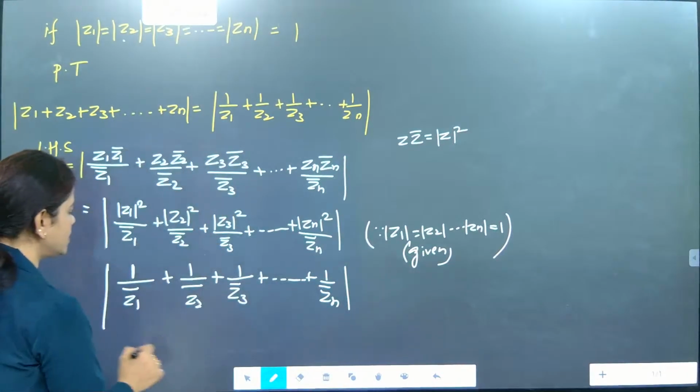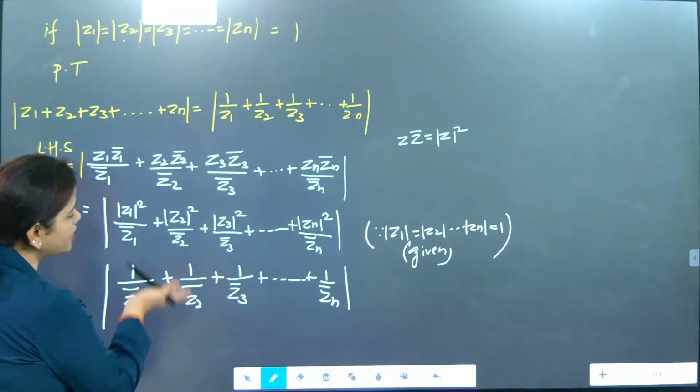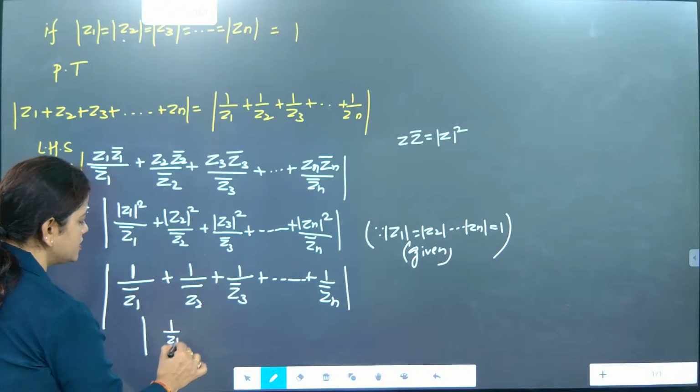Now the next work is, we know that conjugate is distributive, so we can take the conjugate up. So overall the conjugate we can take up. Z1, we will take the conjugate up.